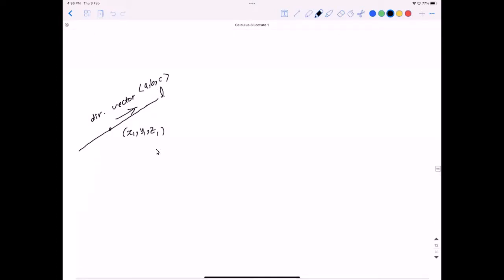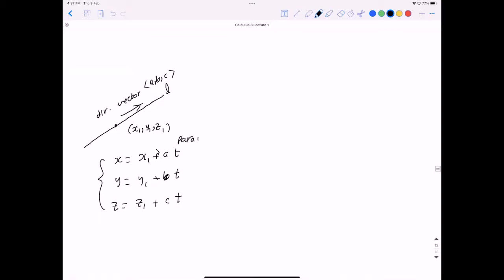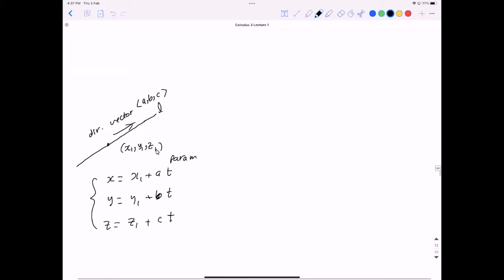Then the parametric equation is x equals x1 plus a t, y equals y1 plus b t, z equals z1 plus c t. You already studied this, but we need to be sure you know it and use it and can answer it. This is called parametric equations of a line. There are other forms of the equation of a line. I'll write them. Parametric equations for a line.